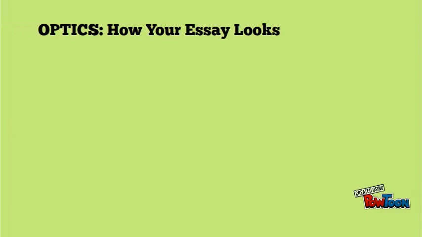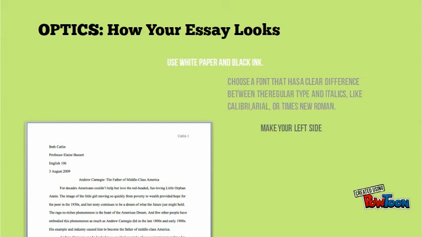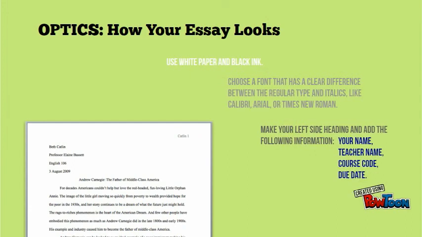So the way your paper should look is the following. Always use white paper and black ink. Pick a font that has a clear difference between the regular type and the italics, like Calibri, Arial, or Times New Roman. And then make your left side heading, adding the following information in this order: your name, the teacher's name, the course code, and the due date.